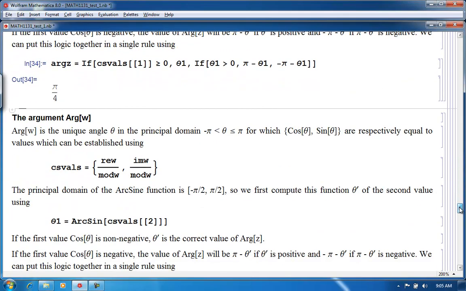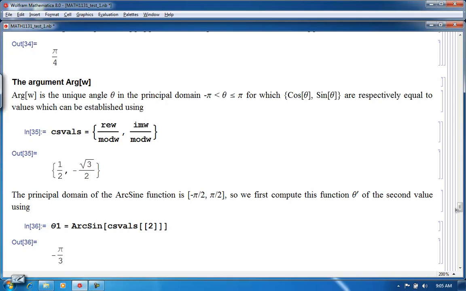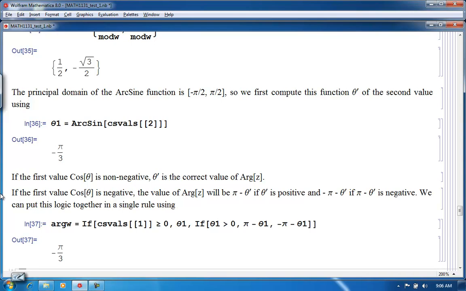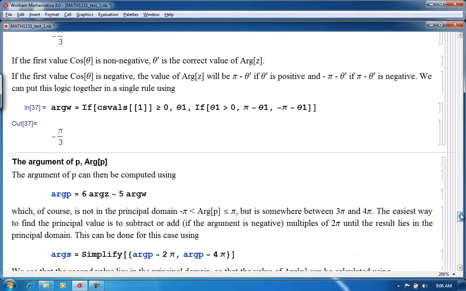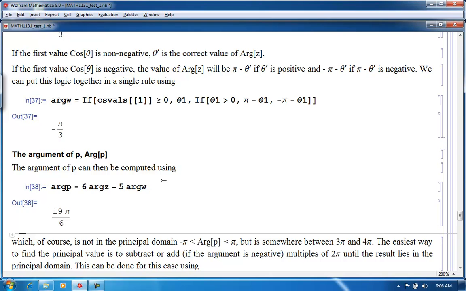Now we have to do the same thing with the argument of w, so we do a bit of cutting and pasting, and theta 1 is then the arc sine of this value here, which is minus pi over 3, and as before, here's the argument of w, and it of course is minus pi over 3. Well, to calculate the argument of p, it's 6 times the argument of z minus 5 times the argument of w. So we calculate that, and that comes to 19 pi over 6.